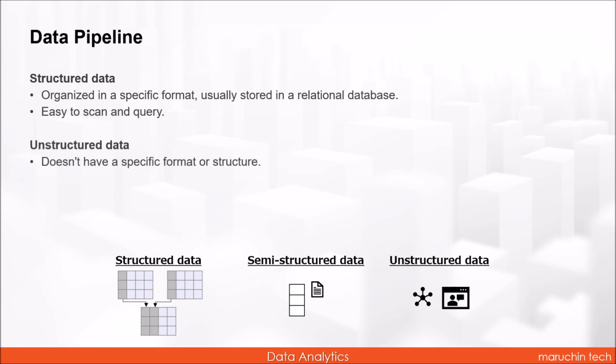Unstructured data doesn't have a specific format or structure. It's more complex and harder to process because it doesn't have schema definitions. And semi-structured data is between structured and unstructured data. It has some structure for analysis, but not as much as relational databases.